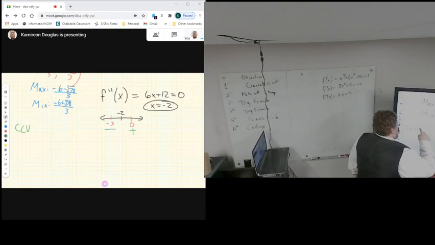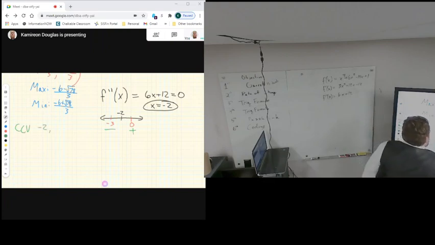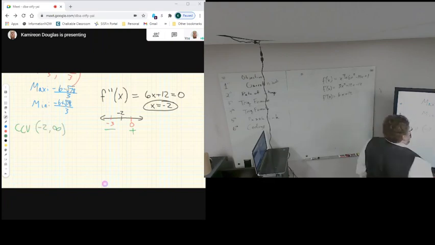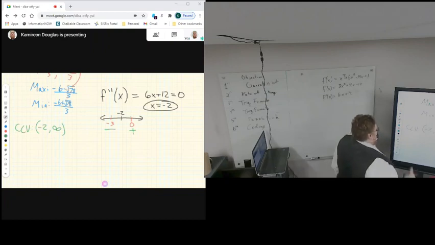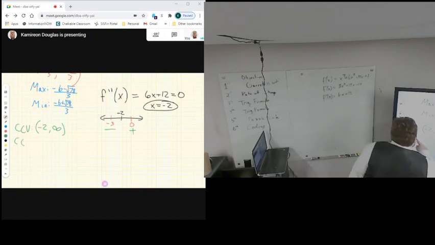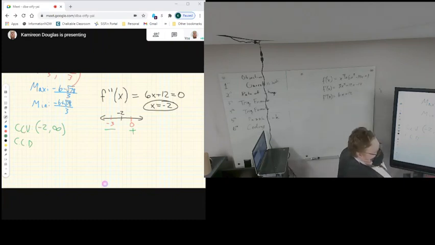-2 to infinity. From -2 to infinity. So when the second derivative is positive, where am I concave down? Wait, that's opposite. Wait, it's now opposite. No? Is it not? Wait, positive. Yeah, no, it's still not here. Positive is concave up.